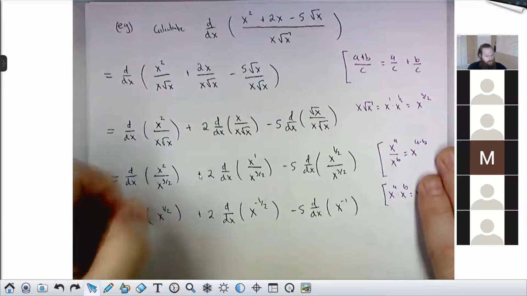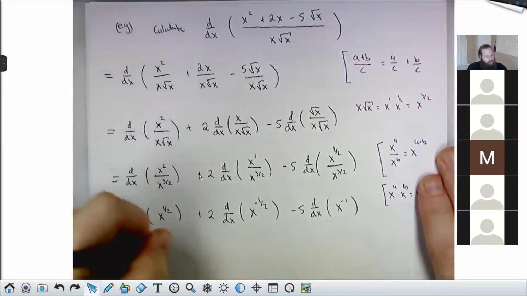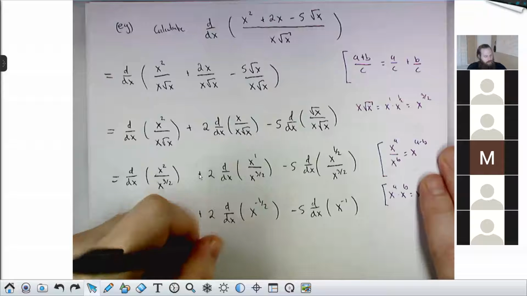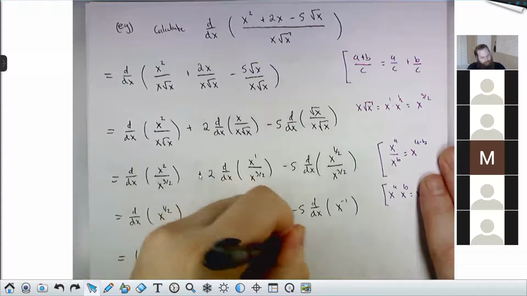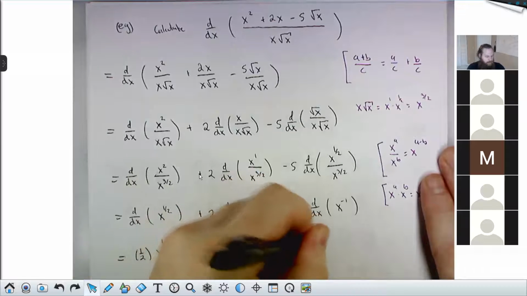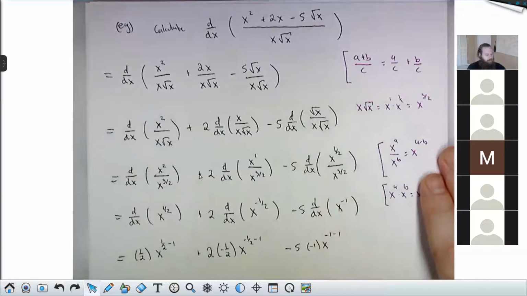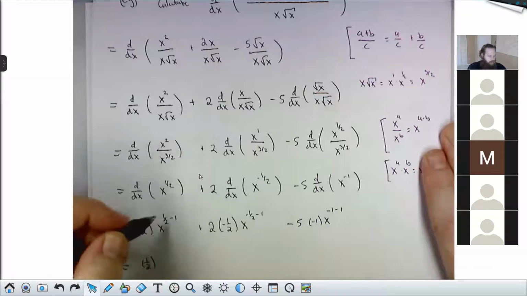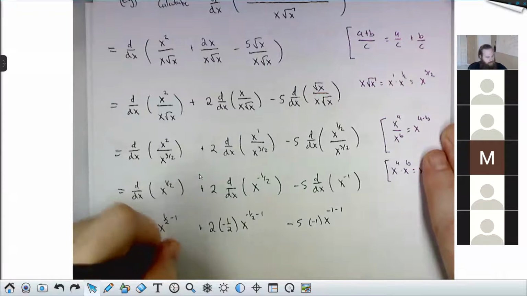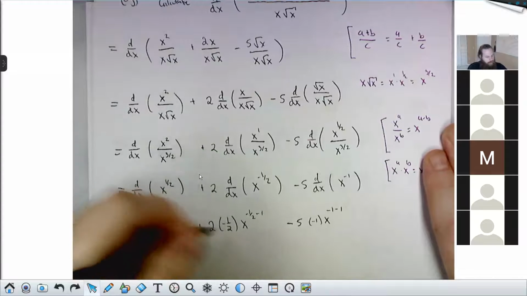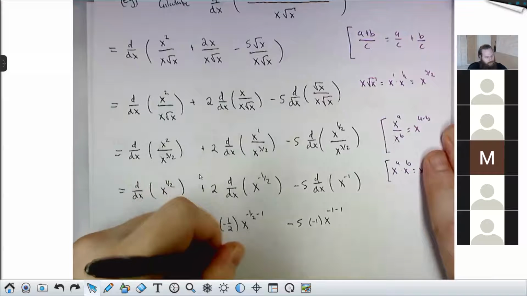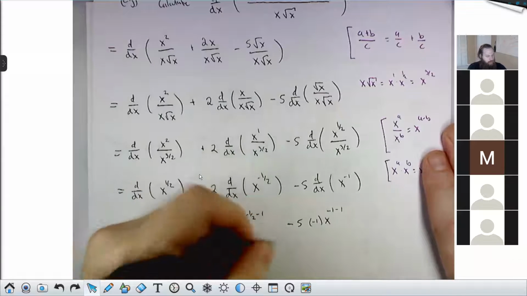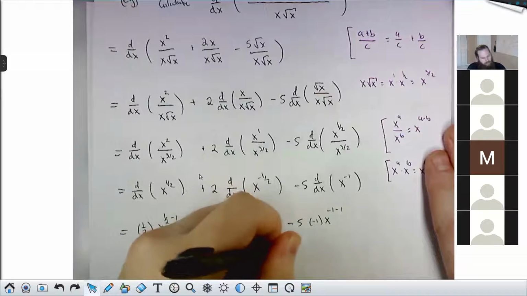Now we're ready to dive in. So this first piece is going to be 1 half x to the 1 half minus 1. The second piece is going to be 2 times negative 1 half x to the negative 1 half minus 1. And the third piece will be minus 5 times negative 1 x to the negative 1 minus 1. So that's 1 half x to the negative 1 half, right? 1 half minus 1 is negative 1 half. And then here, the 2 and the negative 1 half can cancel. I'll get minus x to the negative 1 half minus 1, which is negative 3 halves. And then negative 5 times negative 1, that's going to be plus 5 times x to the negative 2.